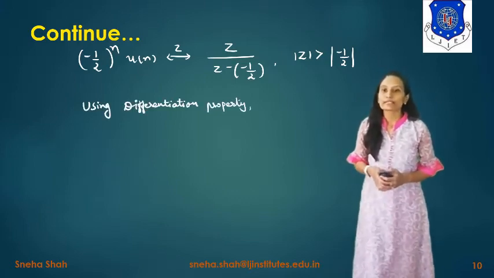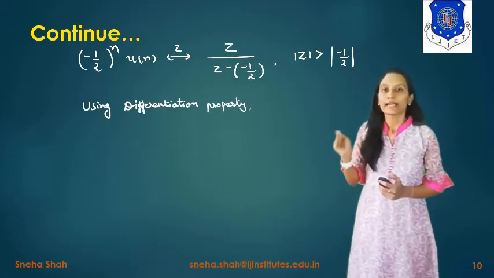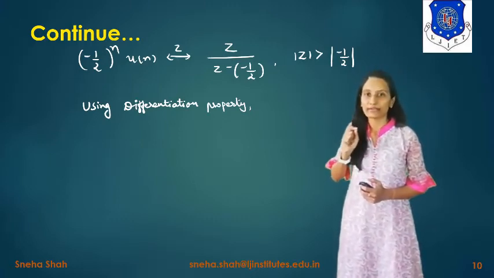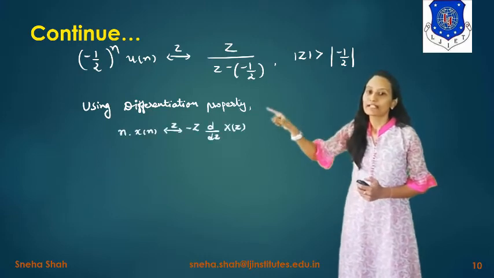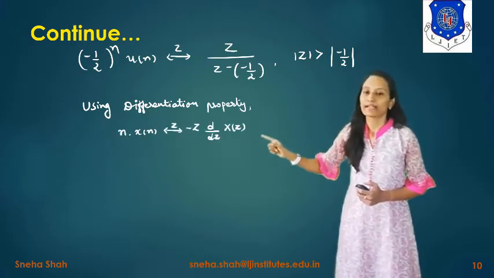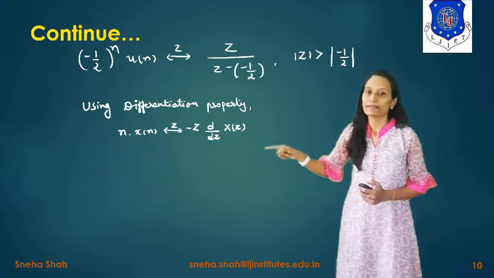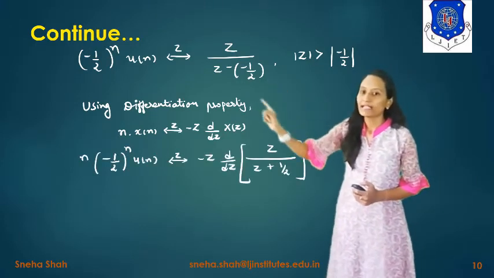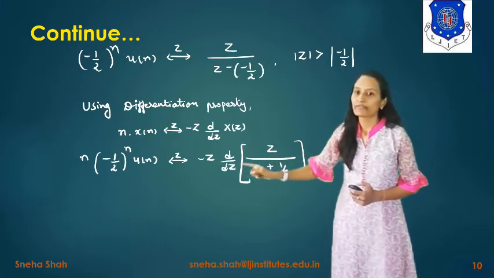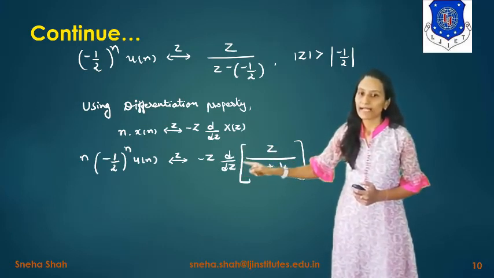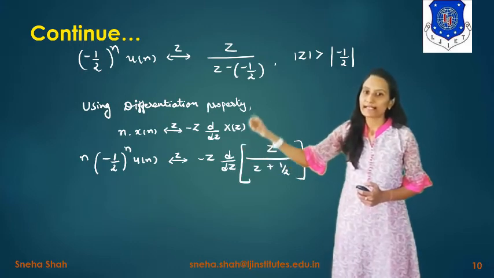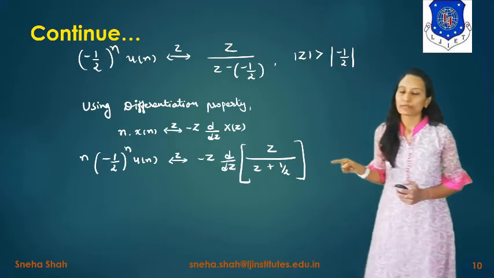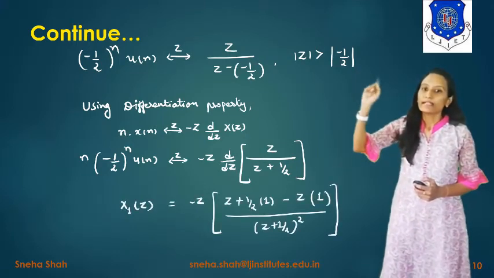Now we have to use the differentiation property because we have to find the Z transform of n times (−1/2)^n u[n], right? So we apply the differentiation property: n times x[n] has Z transform −Z d/dZ of X(Z). So the Z transform of n times (−1/2)^n u[n] will be −Z d/dZ of the term Z upon Z plus 1/2, instead of X(Z). The ROC will remain as it is.